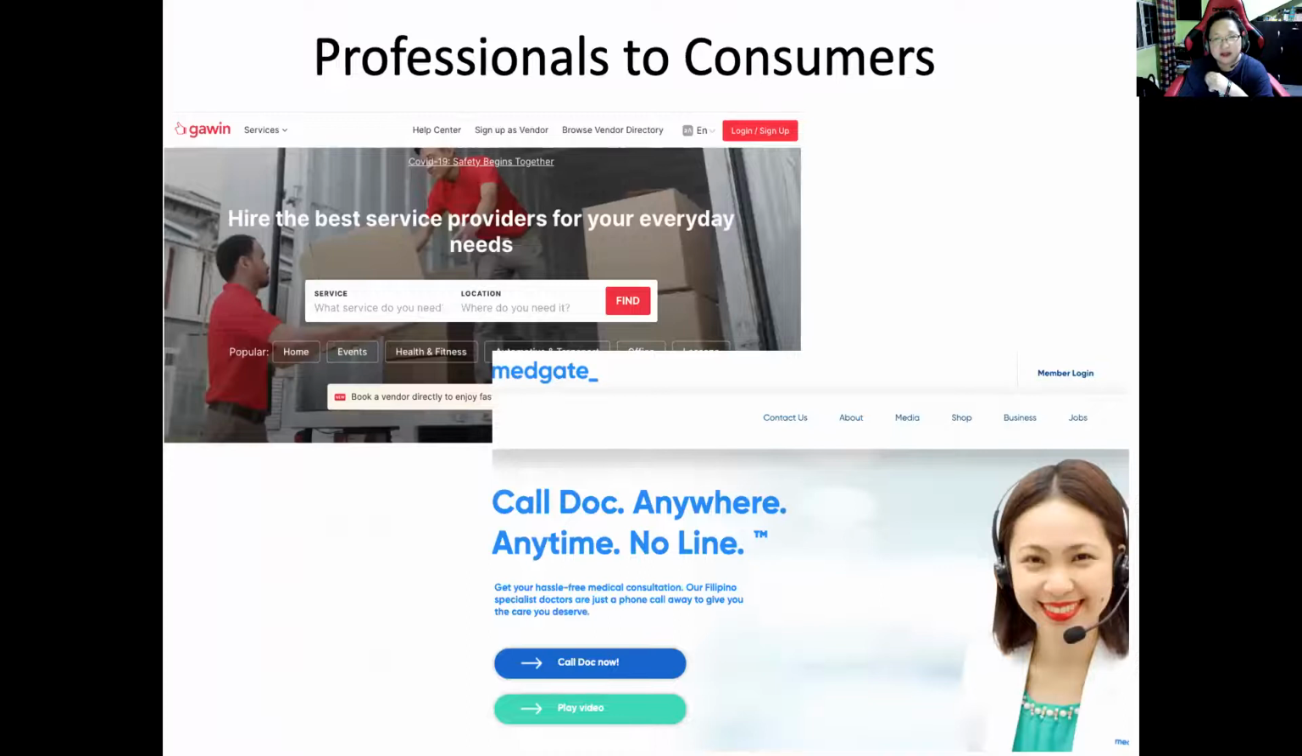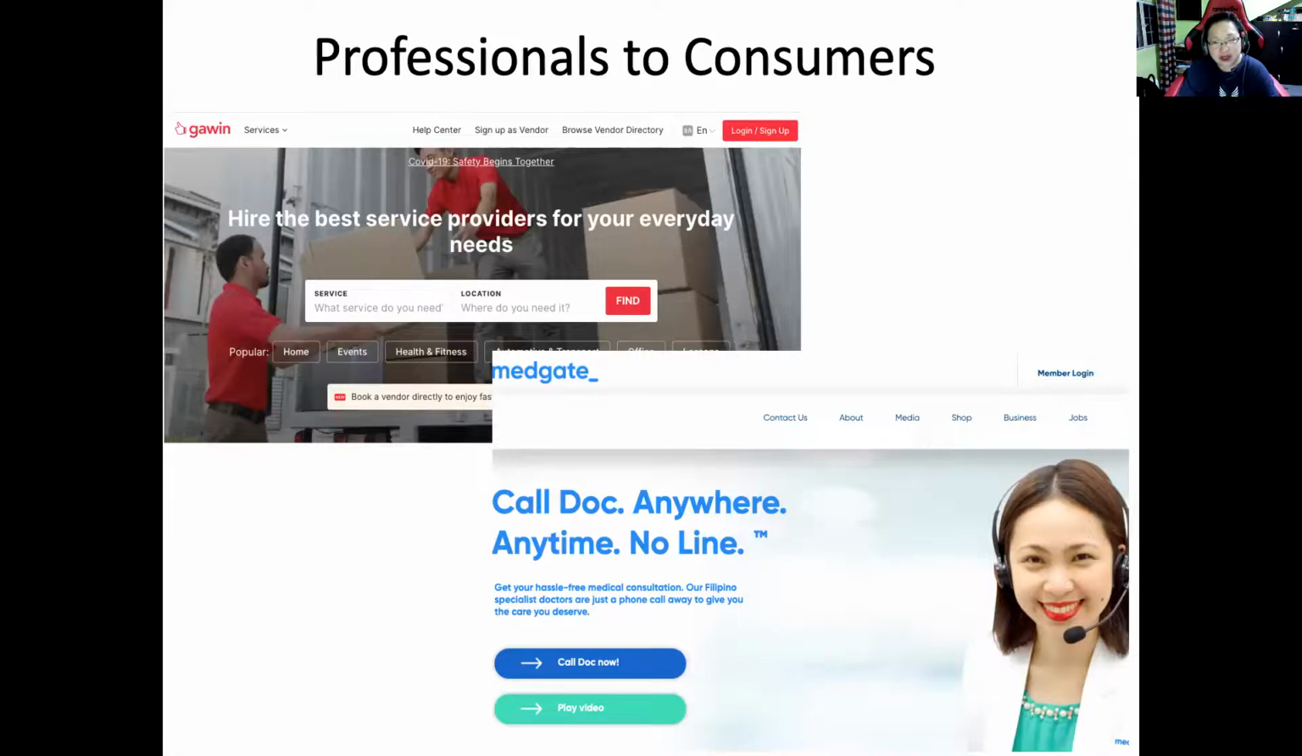Another example, which in this scenario is professionals to consumer, you have websites like gawin.ph that allow you to hire service providers for your everyday needs, whether for home repair or other types of work, or maybe a coach or an organizer, where you can hire a professional person who can handle that service. Then you can do it on platforms like gawin.ph.